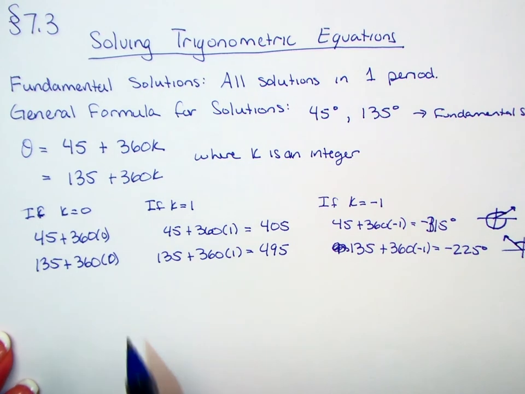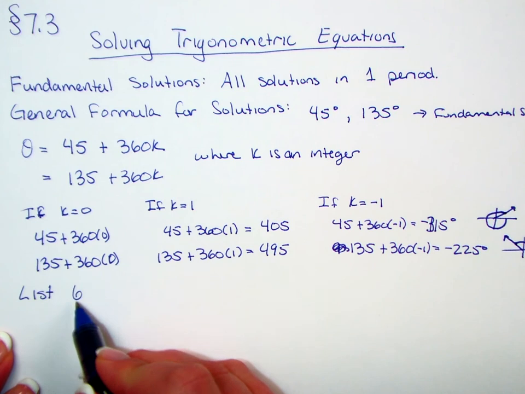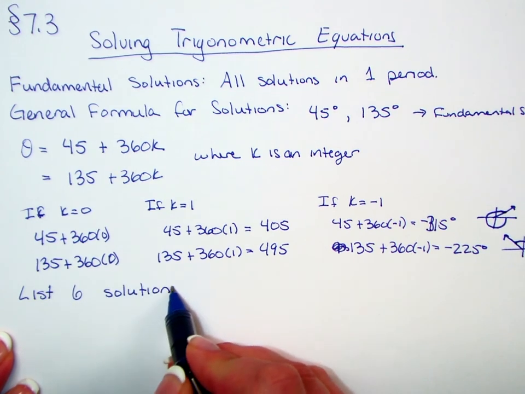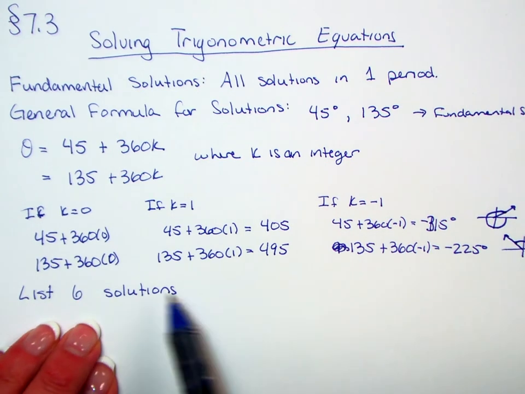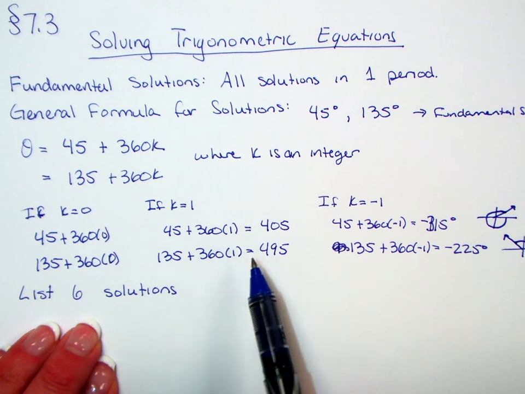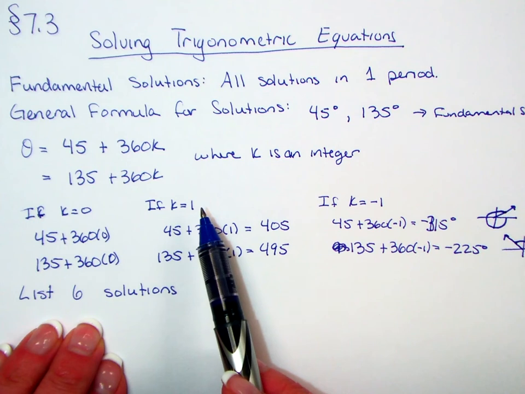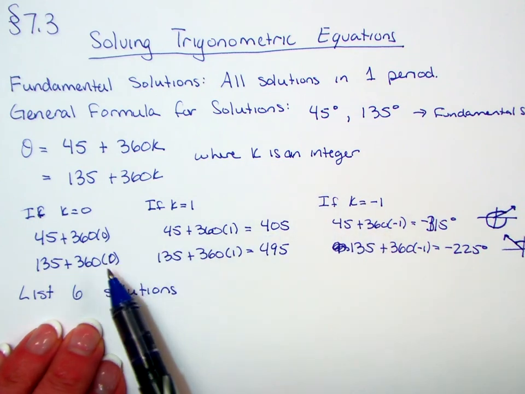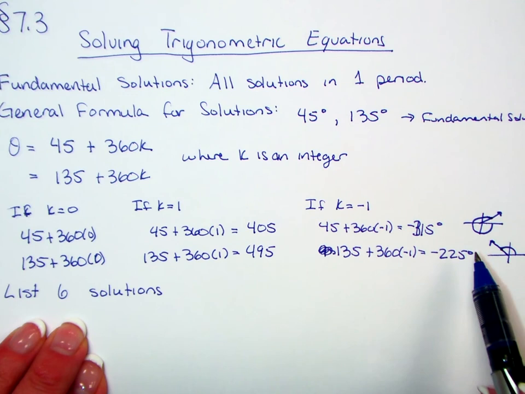The third thing we can do is we can list 6 solutions. All right, and so here we already have 6 solutions, right? But sometimes they will ask you to list a bunch of different solutions. So you could let k equal 0, 1, and 2. You could do 1, 2, and 3. But you just need to come up with 6 different angle measures that is in the same location as one another, right? But different angle values.